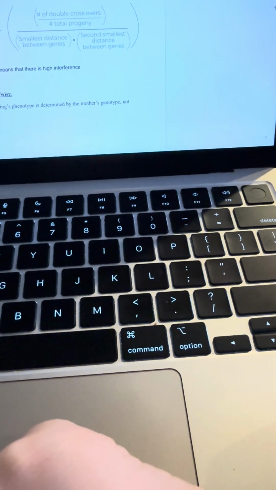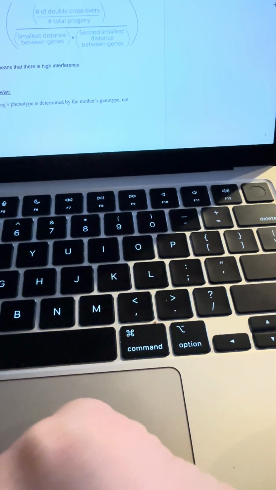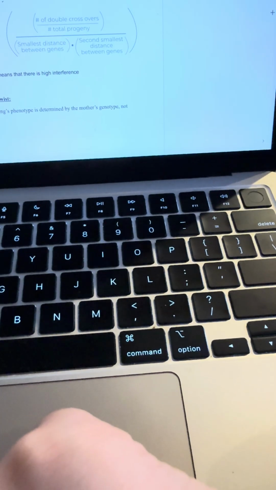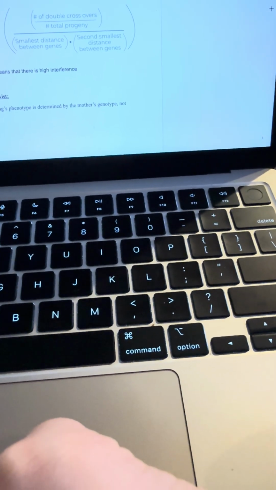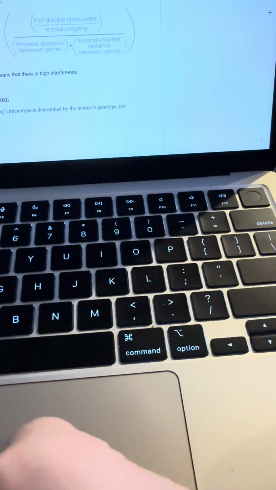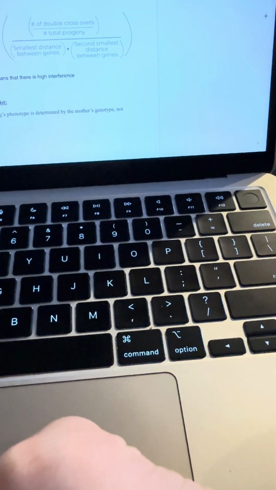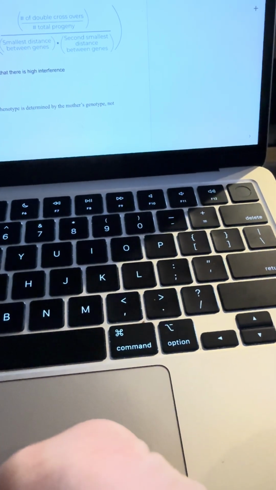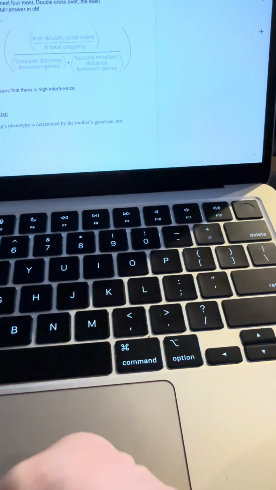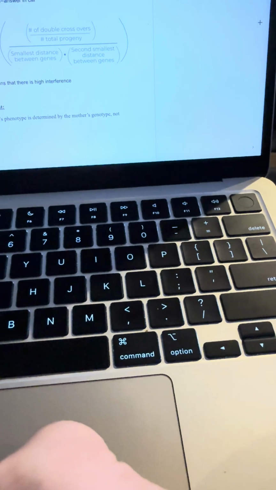Distance equals number of recombinants divided by number of total progeny times 100. The number of recombinants would be the offspring, so the others would be the parentals; you subtract that, then divide by 2 to split the two parental genotypes. The number of recombinants will be divided by 2 for the remaining genotypes.